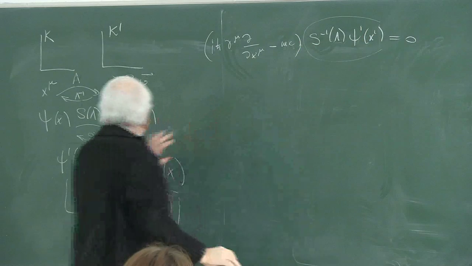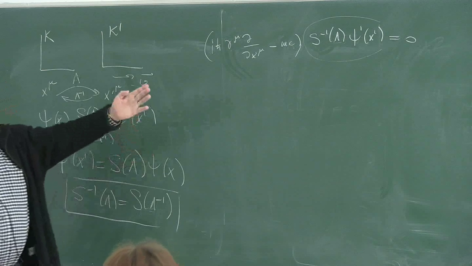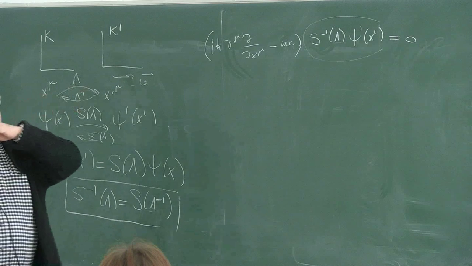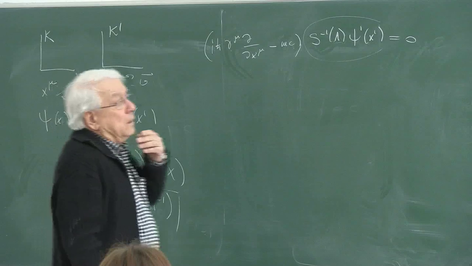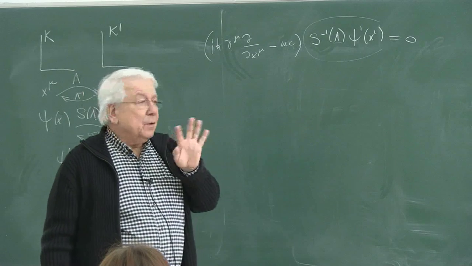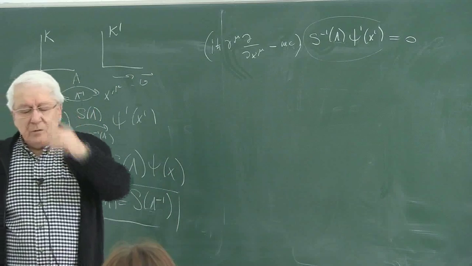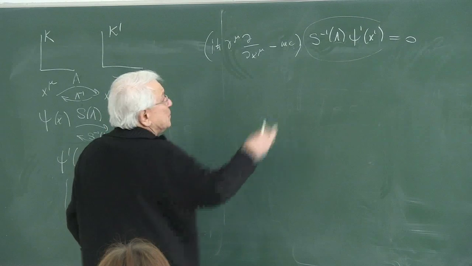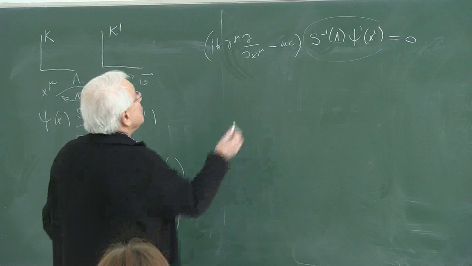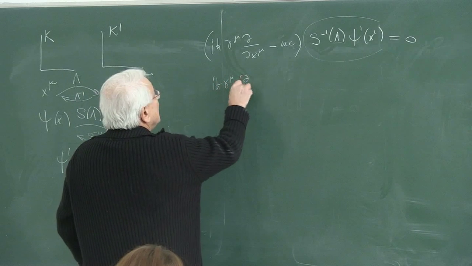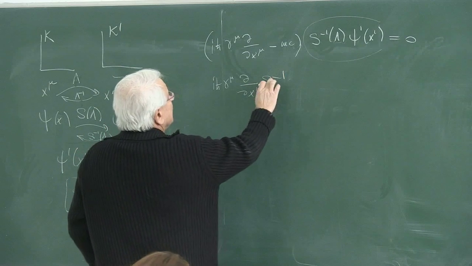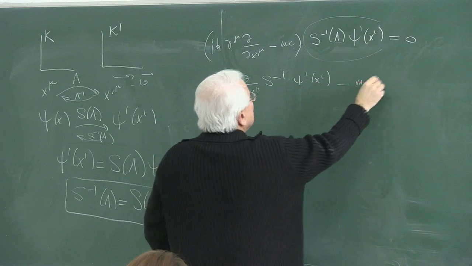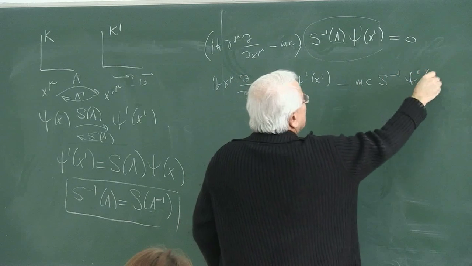If you look at this as the inverse of that transformation, originally I had the psi of x there, and I moved this as the inverse here, and thus it became the psi prime of x prime. S's are independent of the x's. They are constant parameters only involving rotations and boosts. Therefore, if you look at this now, the first term, although it's a bit pedantic, let's do it pedantically. So what do I have? I h bar gamma mu d dx mu S inverse times psi prime of x prime is the first term that you have. The second term is mc S inverse psi prime of x prime is equal to 0.